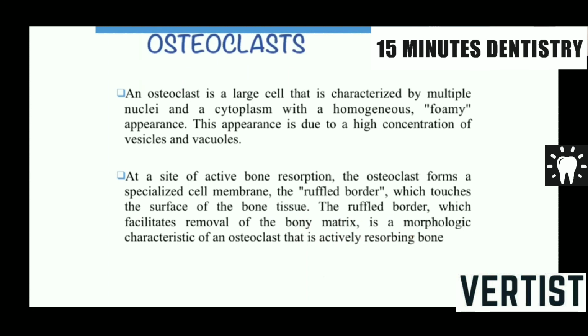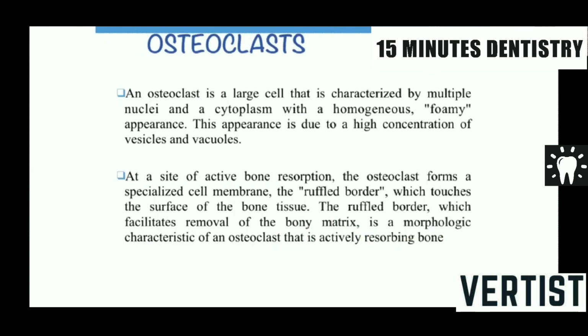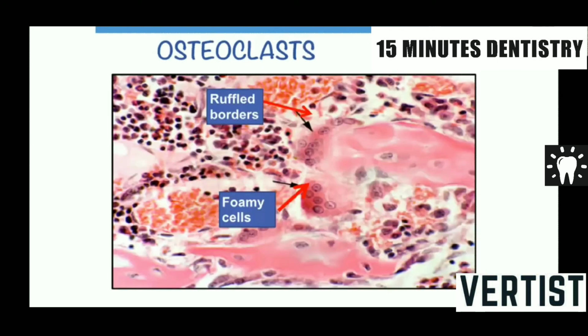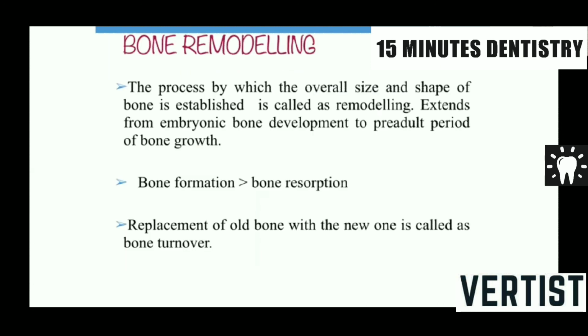They have a ruffle border. If you look here, these cells basically have a ruffle border. They are not smooth, they have a brush border, and you can see the morphologic characteristic of osteoclast, that is an actively resorbing cell. They are in a lacuna which is called Howship's lacuna. So you can see clearly the ruffle border here, the multinucleated cells, and they have a foamy cytoplasm. Lining cells: once osteoblasts have completed the function, they are either entrapped in the bone matrix and become osteocytes, or they remain on the surface as the lining cell.